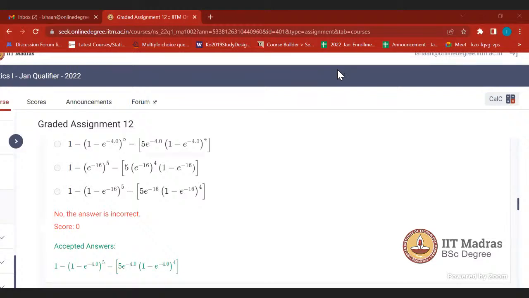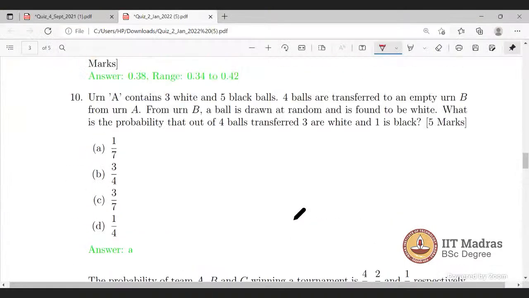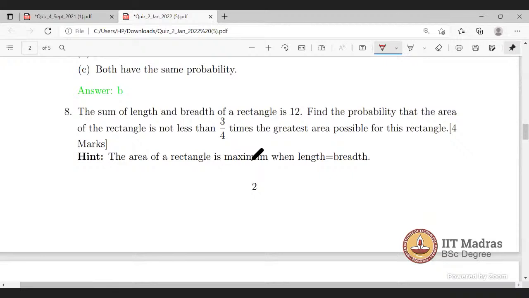Sir, in quiz 2, there is a question about a rectangular area. There I got the correct answer, but I am not sure whether my approach is correct or not. Just tell me what the correct approach is.